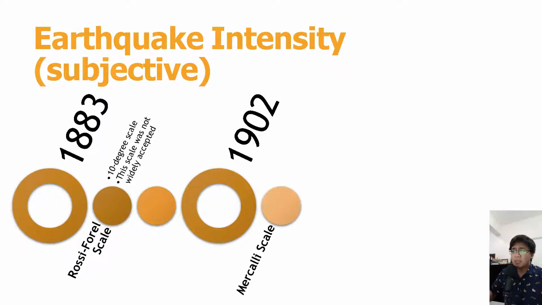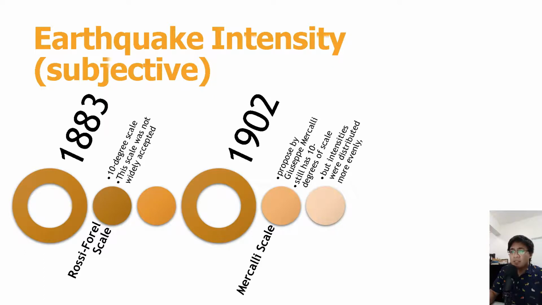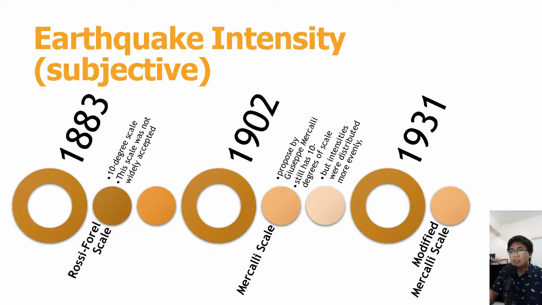Next is 1902. Unang-unang ginamit yung Mercalli scale. Ito ay proposed ni Giuseppe Mercalli, 10-degree scale pa rin naman to. Then, yung mga intensities were distributed more evenly. Then, 1931, yung Mercalli scale is modified, which was proposed by Charles Richter, widely used today. So, si Charles Richter din yung nag-propose ng Richter scale, yung Richter magnitude scale, which is magnitude, alam natin, objective. Okay?